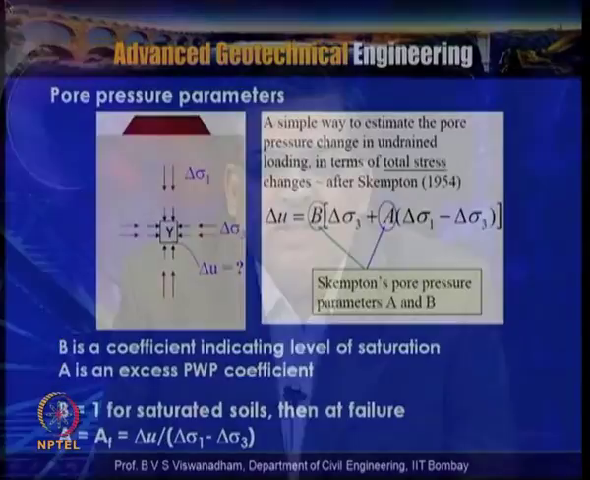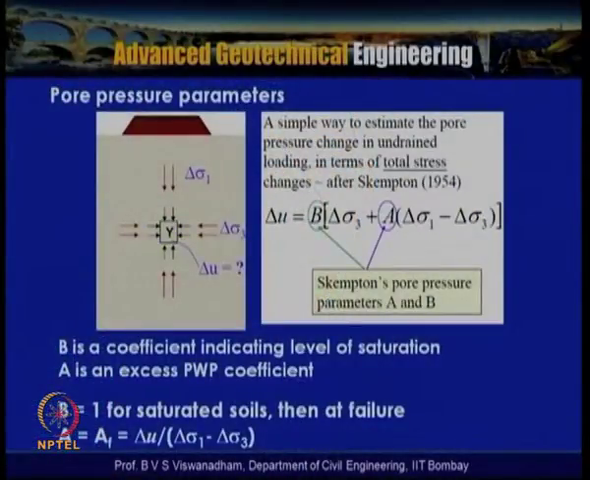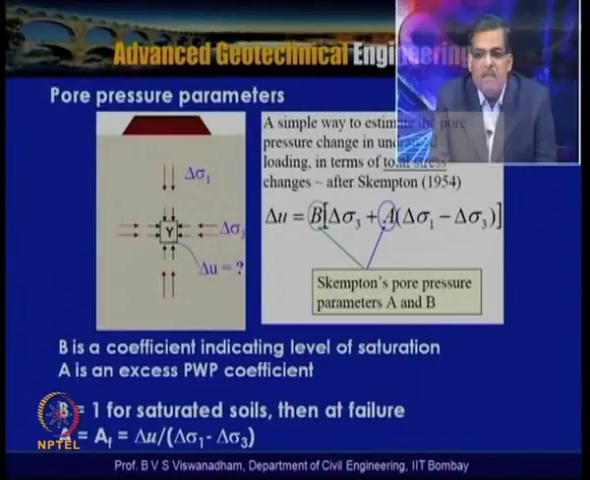So before discussing the stress paths in case of consolidated drained triaxial tests, we should also introduce ourselves to two parameters put forward by Skempton. They are called Skempton's pore water pressure parameters. A simple way to estimate the pore water pressure change in undrained loading in terms of total stress changes was given by Skempton in 1954, by the equation delta u is equal to b into delta sigma 3 plus a into delta sigma 1 minus delta sigma 3. A and b are both called Skempton's a and b parameters.